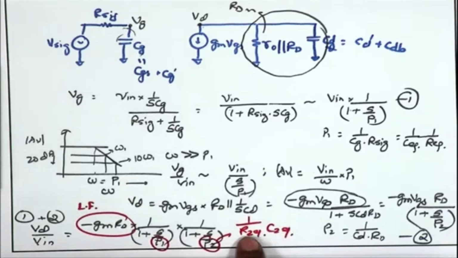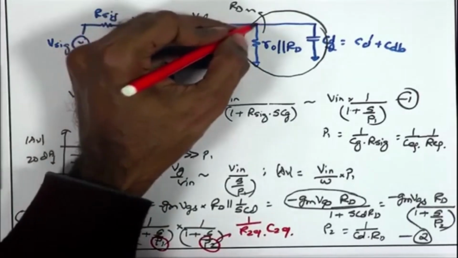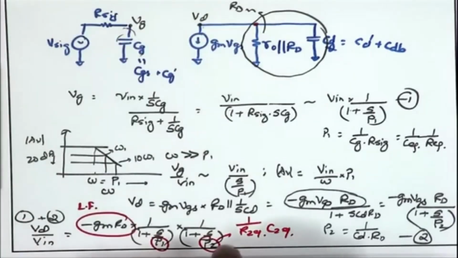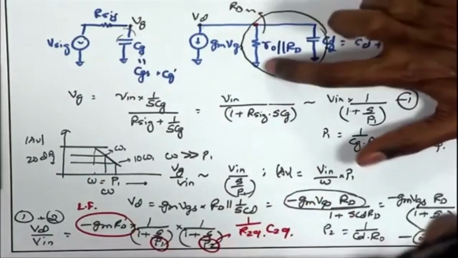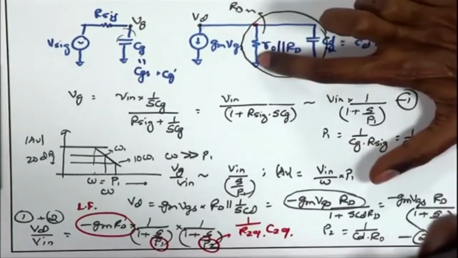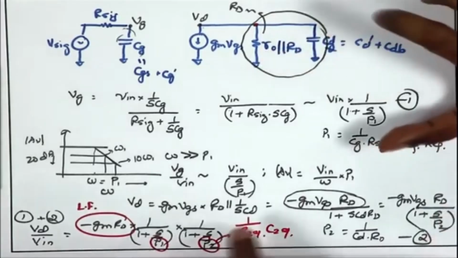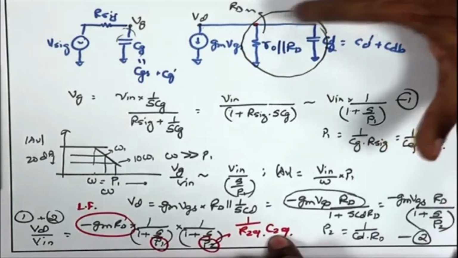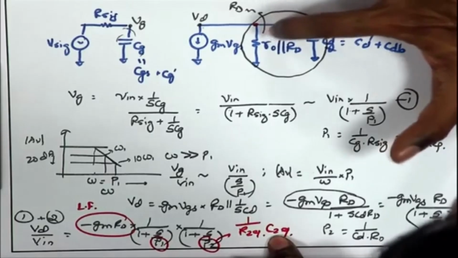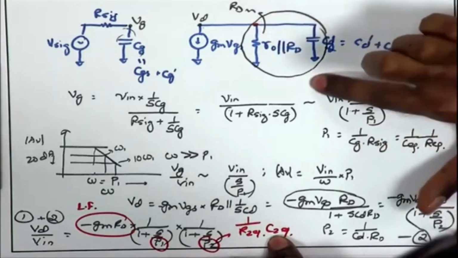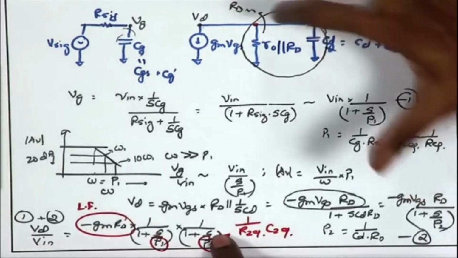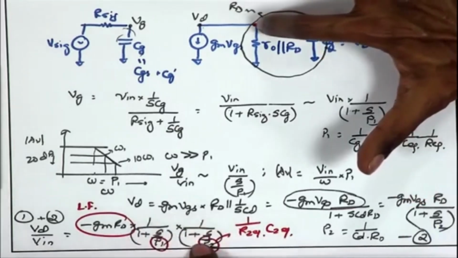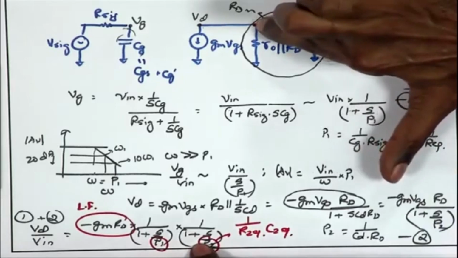What is R2 equivalent? That is the small signal resistance between that particular node and AC ground. So, at this drain terminal, the small signal resistance between drain and AC ground is just RO parallel RD. Likewise, what is the C2 equivalent? That is the small signal capacitance seen between the drain and the AC ground, which is just CD. That gives me the R equivalent and C equivalent corresponding to the pole arising at the drain terminal.